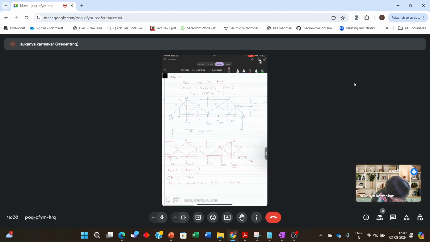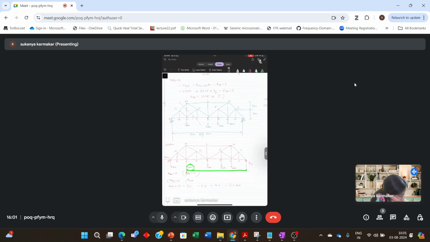See, this 2 kilonewton force is at a distance of how much? How many panels are there? 1, 2, 3, 4, 5, 6. So 6 into 2 is 12. It is at a distance of 12 meters.